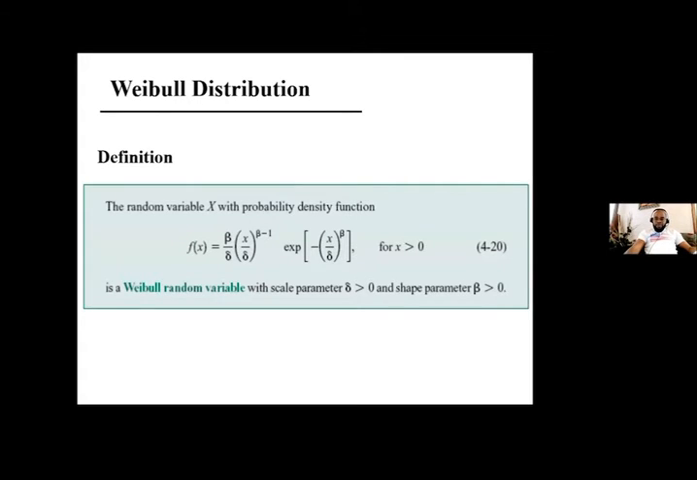We have two parameters in the Weibull distribution. We have delta and beta. Delta is a scale parameter, and of course, beta is the shape parameter. Now, this is a probabilistic representation of a random variable x that follows the Weibull distribution.